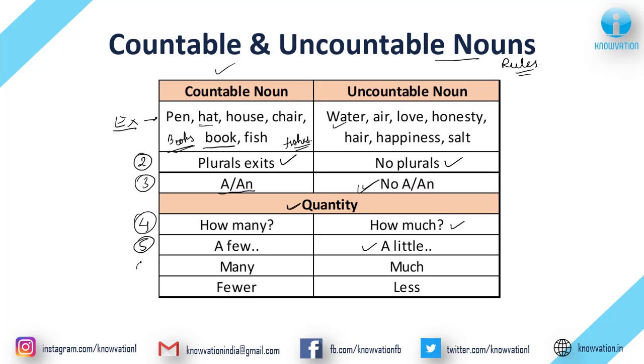Next comes the rule related to many. Whenever you want to show a lot of quantity, you will use many with countable nouns and much with uncountable nouns. Its sentence can also be made. You can try it and tell me in the comment section.